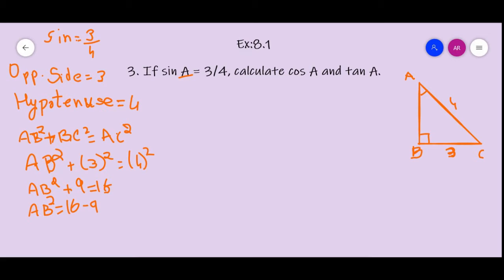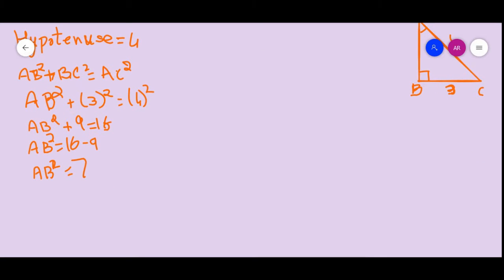I've told you the reason for taking this 9 from the left hand side to the right hand side and getting the sign converted. And then AB square will be equal to 16 minus 9, simple math, it's 7. So what will be the value of AB now? If we take root on both the sides, then the value of AB would be equal to root 7.